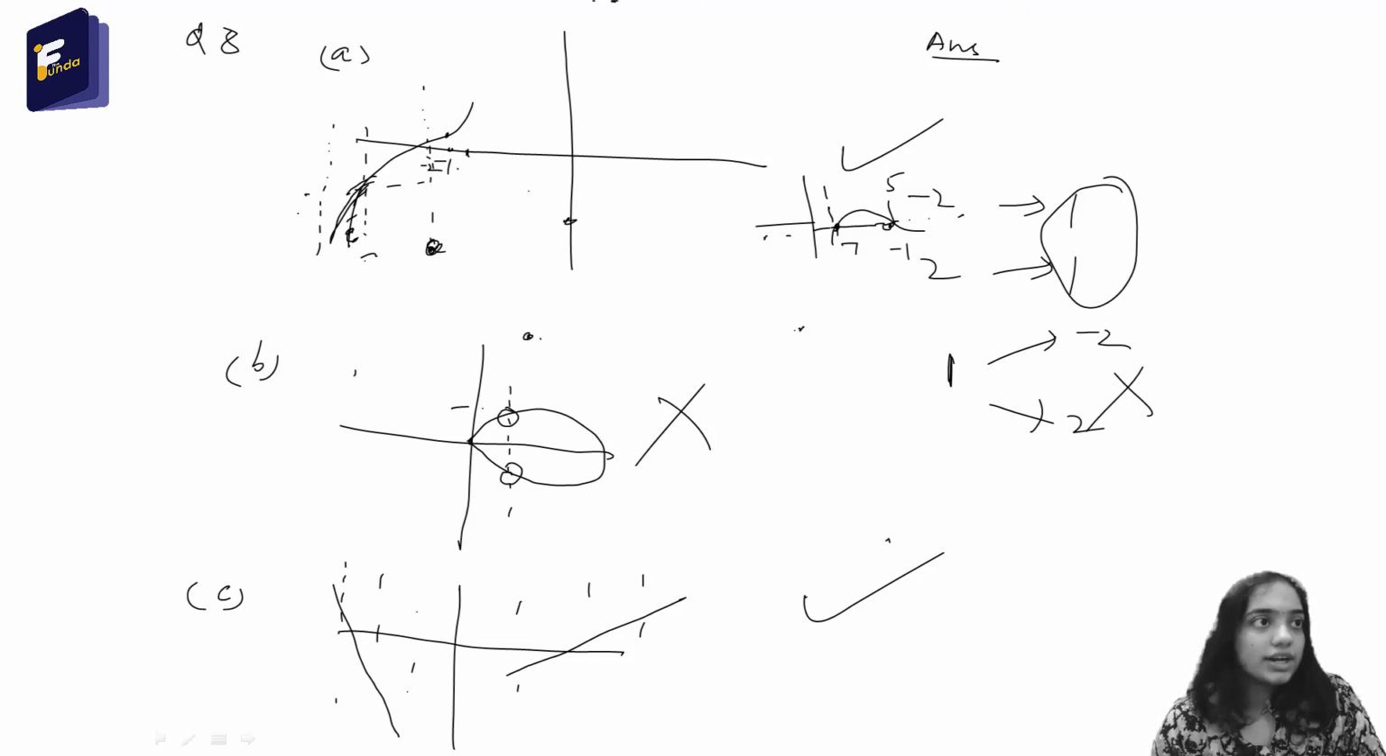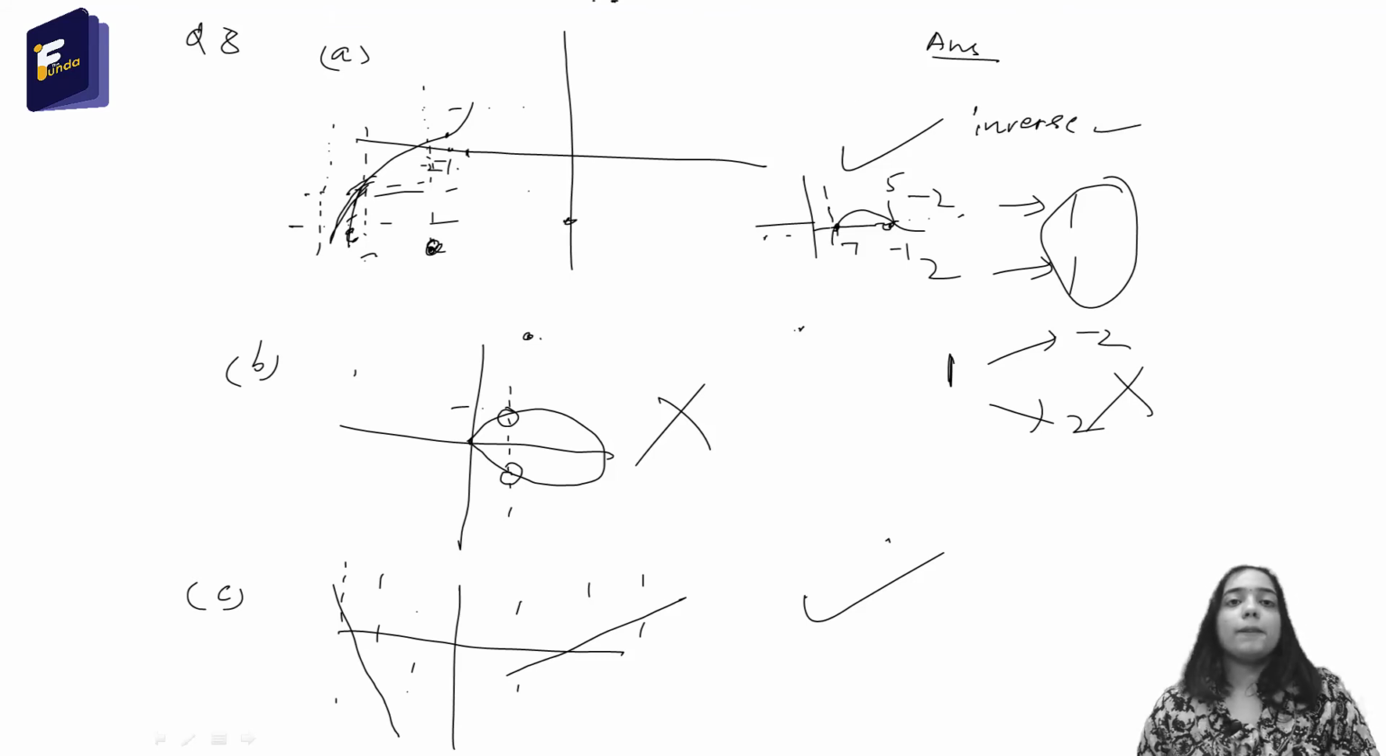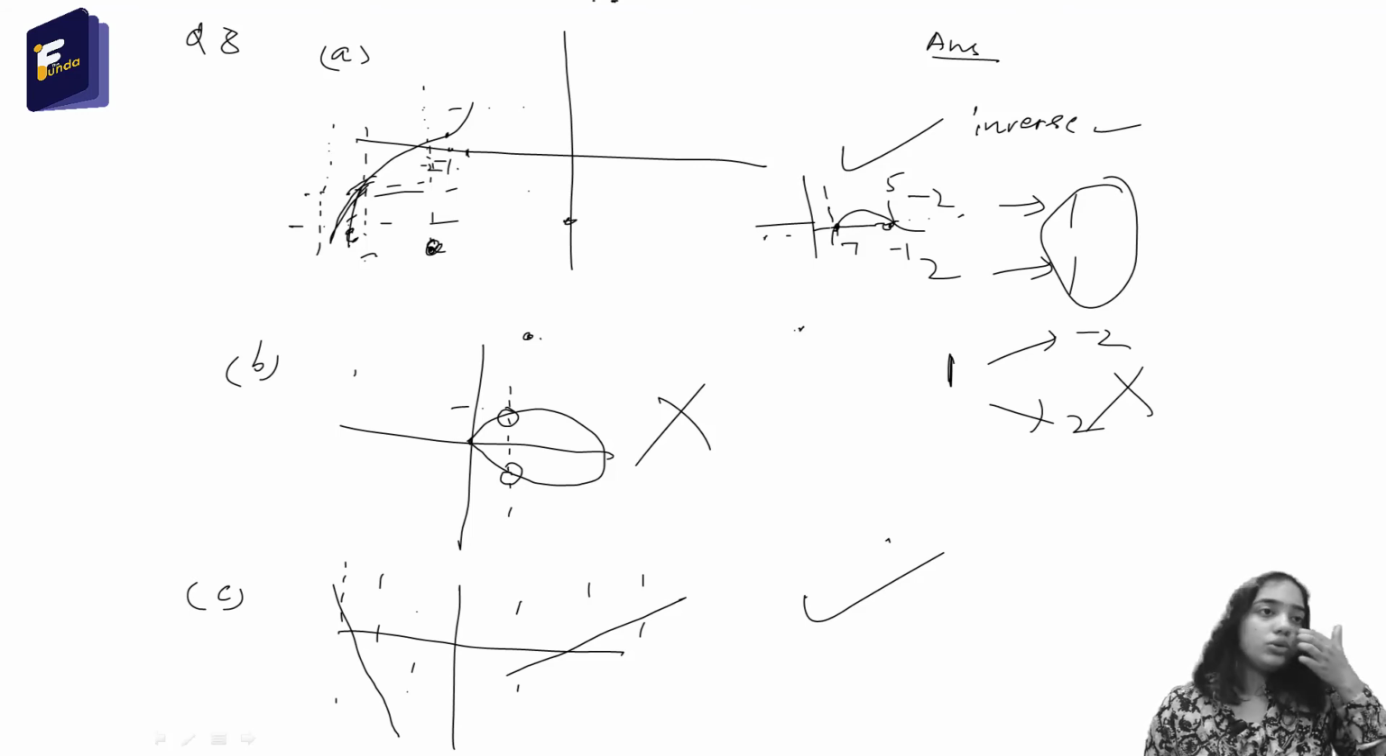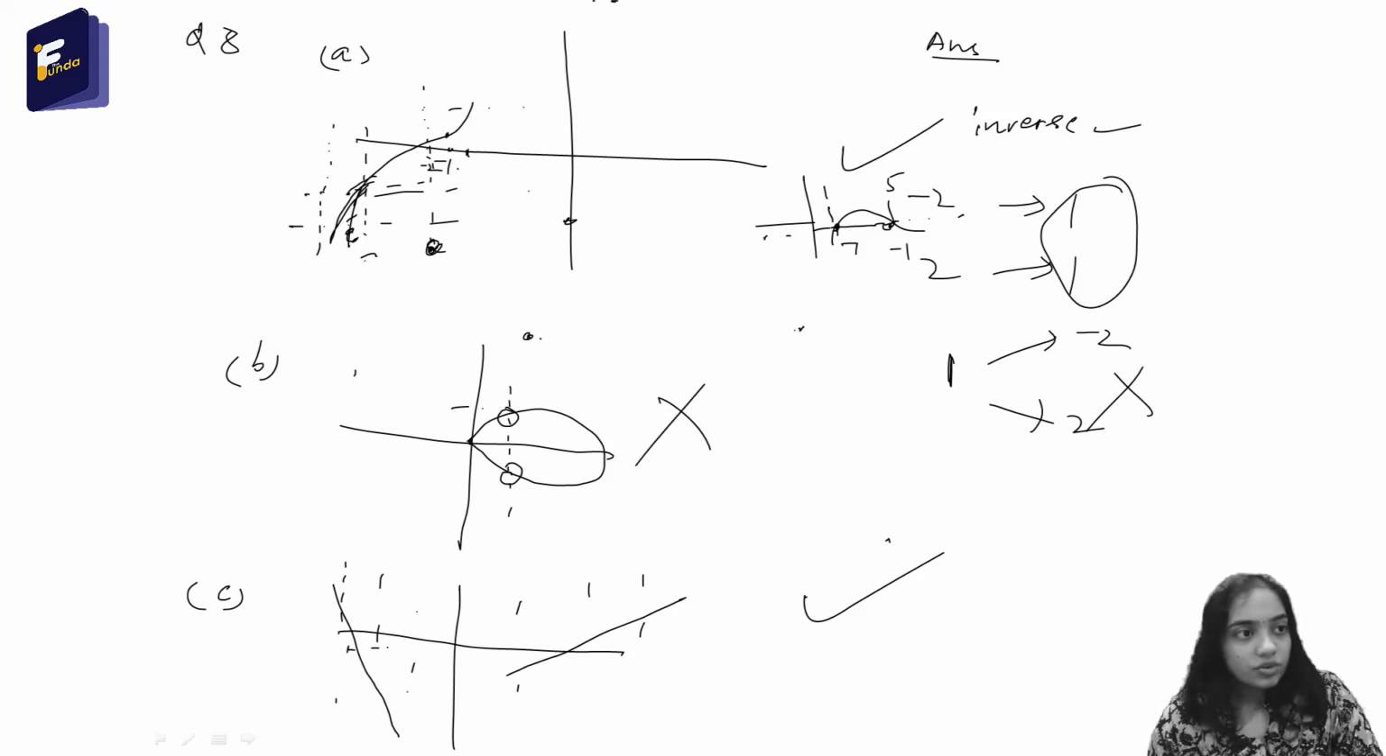For every horizontal line that I am drawing, it is touching the graph at only one point. So this function also has an inverse. Okay, so from this, the second is not a function, so we don't have to think about inverse. So let's move to the third one. If I draw a horizontal line here, it will touch the graph at 2 points. This is the point and this is the point. So this doesn't have an inverse.